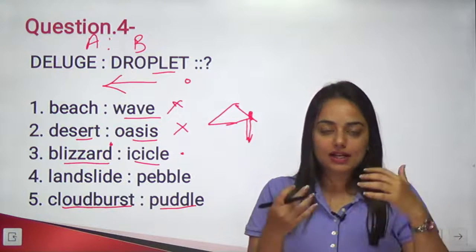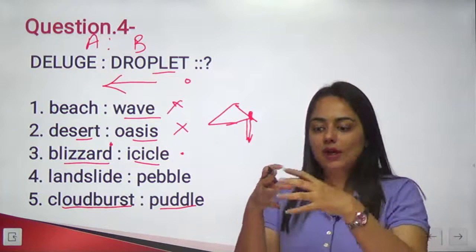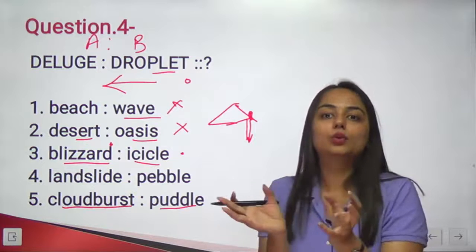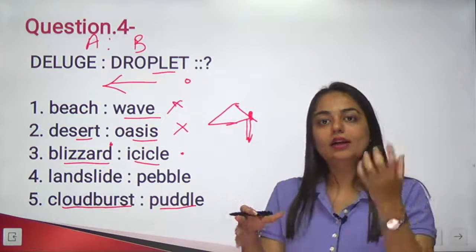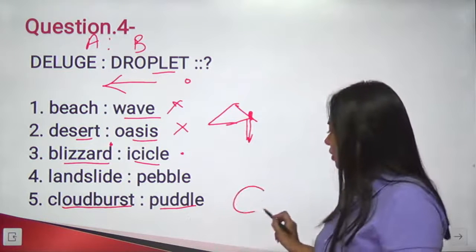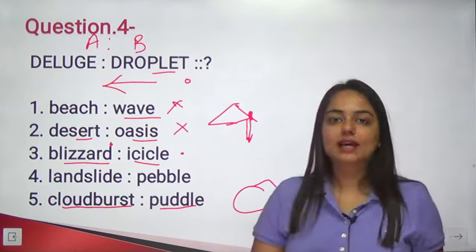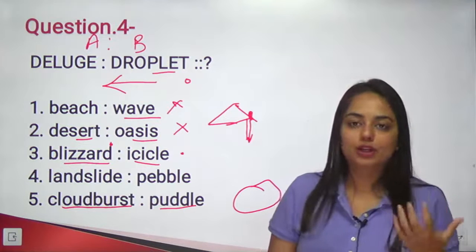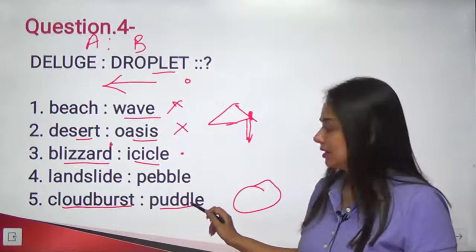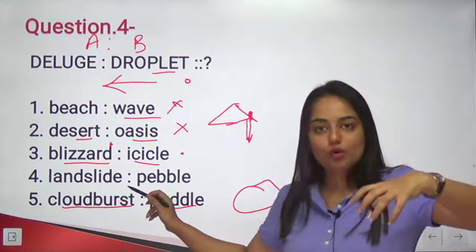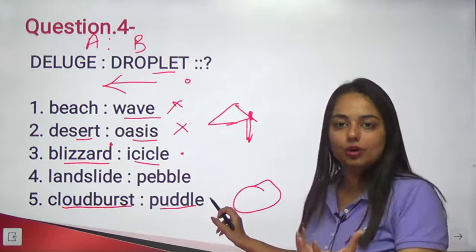Puddle is a patch of water. Let's say when it has rained a lot and there is one area where a lot of stagnant water had stored somewhere, the water is stagnated there, it is known as puddle. The watery patch where water is stagnant, it can be because of any reason, running water. So they are not similar because cloudburst is downpour of water and this is stagnant water. They are not related.